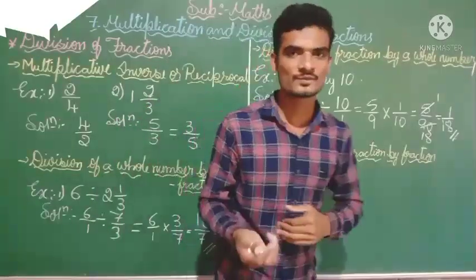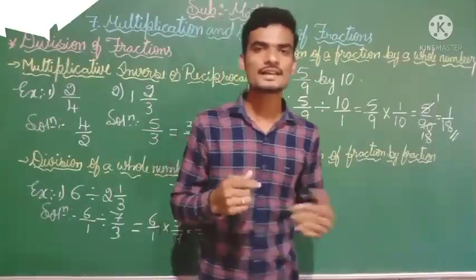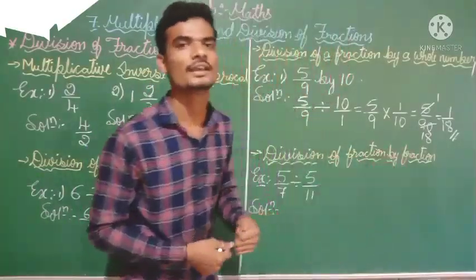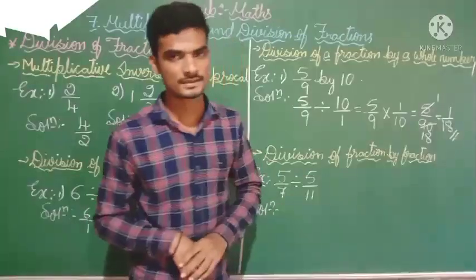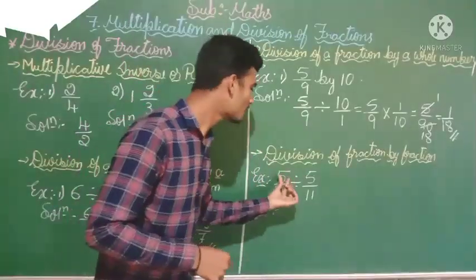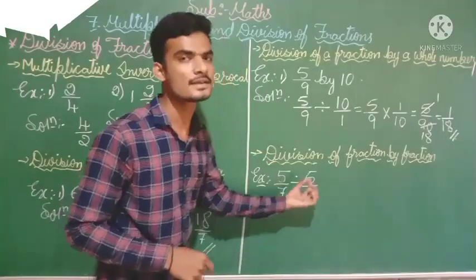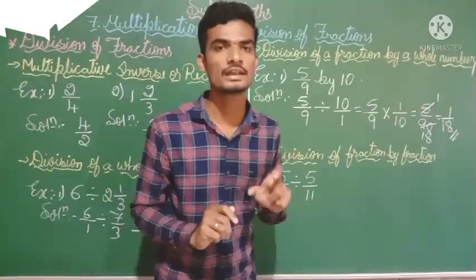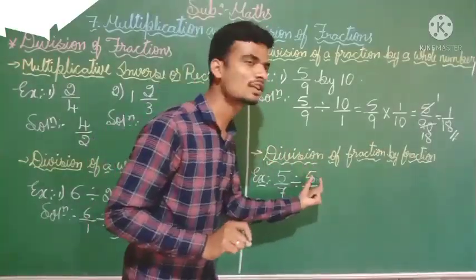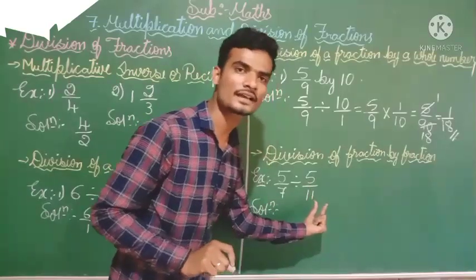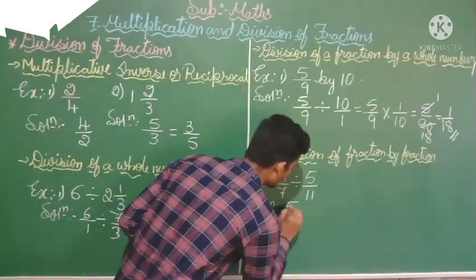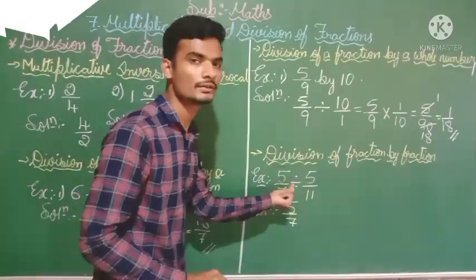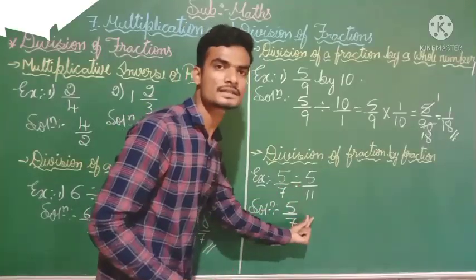So let us move on to the next topic. What is the next topic we will discuss? That is division of a fraction by a fraction. If both fractions arise, what do we have to do? First you write the first fractional part as it is. Then you change the second fractional part to its multiplicative inverse. So the solution: 5 by 7. Now we want to change the symbol here. Instead of the division symbol, what symbol do we have to write?